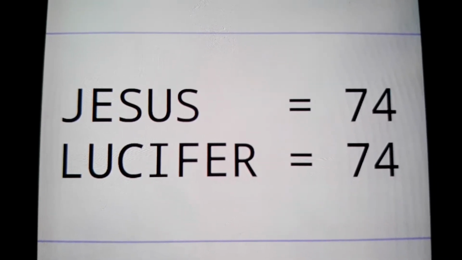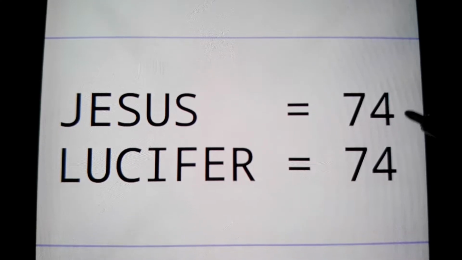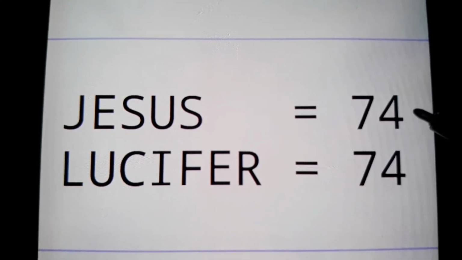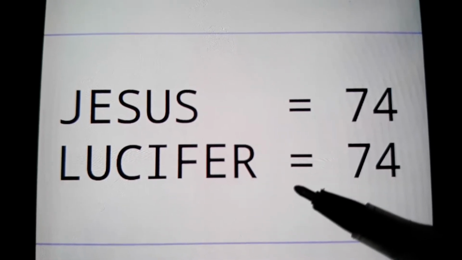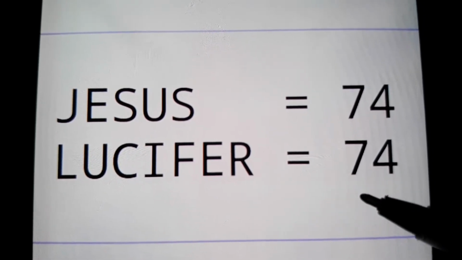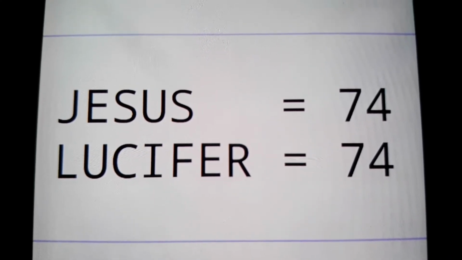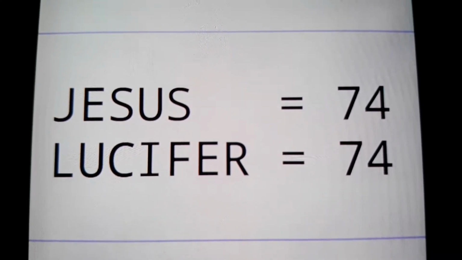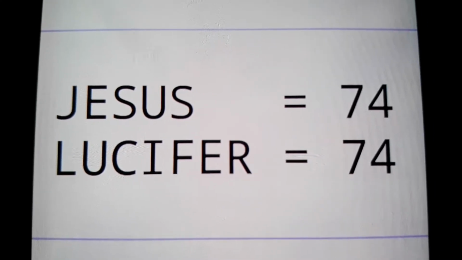So J is the 10th letter, E is the 5th letter, S is the 19th letter, U is the 21st letter, S is the 19th letter. Jesus equaled 74. So I said, okay, now let me see what Lucifer equals. And Lucifer equaled 74 also. And that is when I lost my mind. I said, what does this mean? How could they both have the same number?